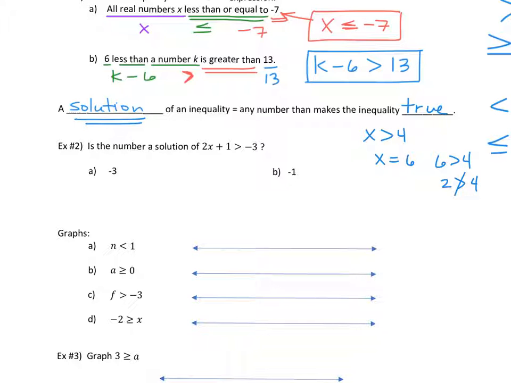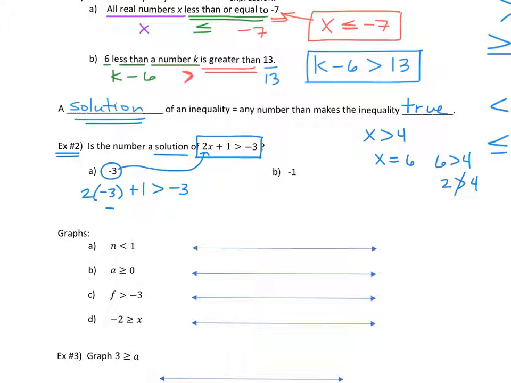Okay? So what they're going to say is the number, example 2 here, is the number a solution of this inequality. Okay? So we're plugging two different numbers in. First thing we're going to plug in is a -3. So when I plug a -3 into here, it's going to be 2 times -3 plus 1 is greater than -3. Let's work that out. What is your left side of that inequality going to be? -6 plus 2 times -3 is -6. What's -6 plus 1?